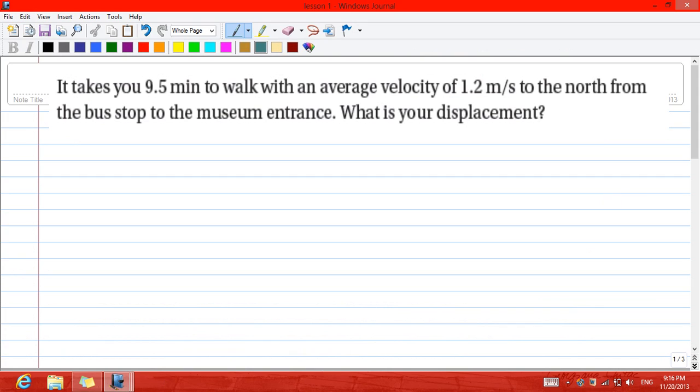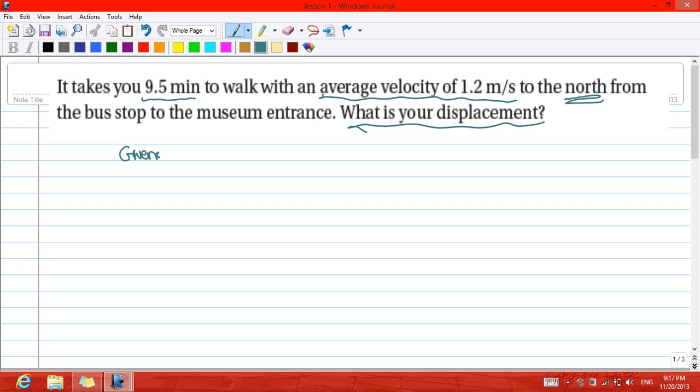In the first part, let's say it takes you 9.5 minutes to walk with an average velocity of 1.2 meter per second to the north from the bus stop to the museum entrance. What is your displacement? So now we can start with what's given. We have the time, which is 9.5 minutes, and we have the average velocity, which is 1.2 meter per second to the north. We have to make sure that we have the direction as well, and we need to find the displacement.